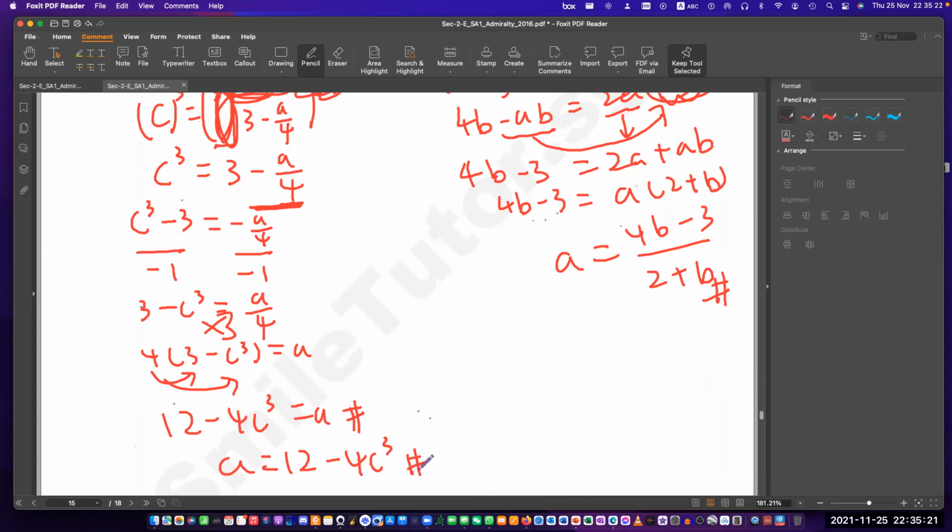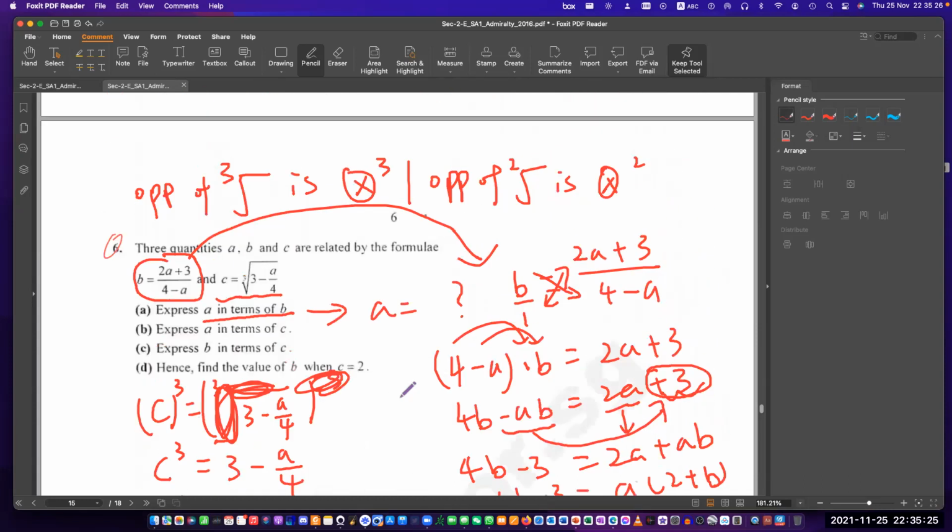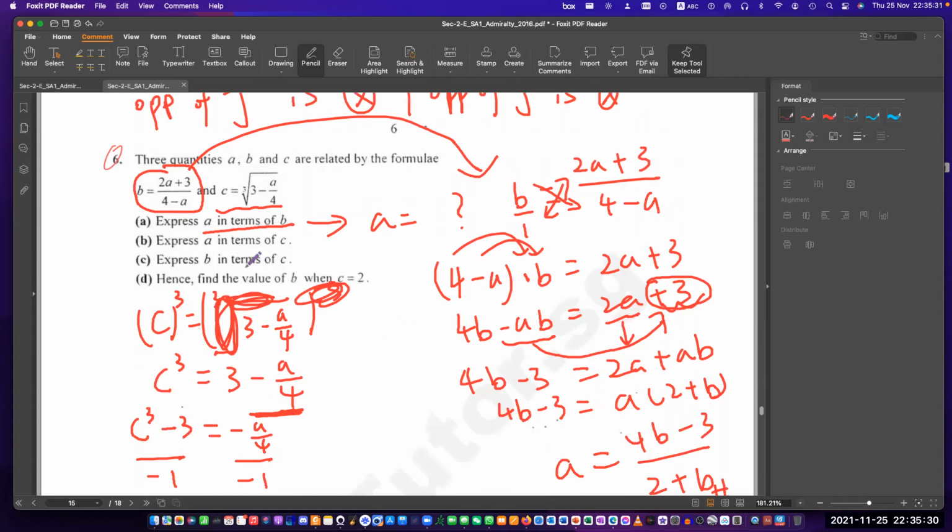So this is the answer. So far so good? So remember, the opposite of cube root is cube. So you have to get rid of the cube root here. You get rid of the cube root by cubing both sides.